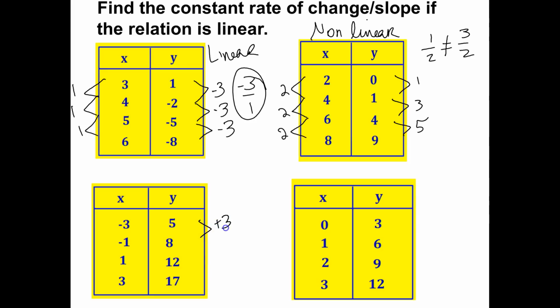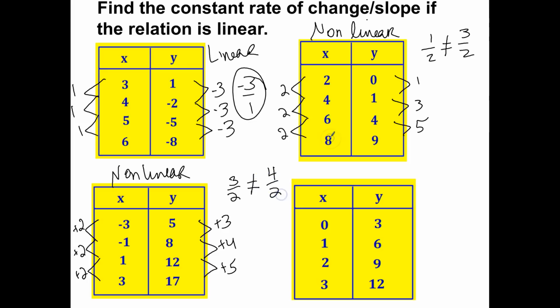5 becomes 8 by adding 3. 8 becomes 12 by adding 4. 12 becomes 17 by adding 5. Negative 3 becomes negative 1 by adding 2. Negative 1 becomes 1 by adding 2. And then 1 becomes 3 by adding 2. So, clearly, 3 over 2 is not the same, nonlinear. 3 over 2 is not the same as 4 over 2.